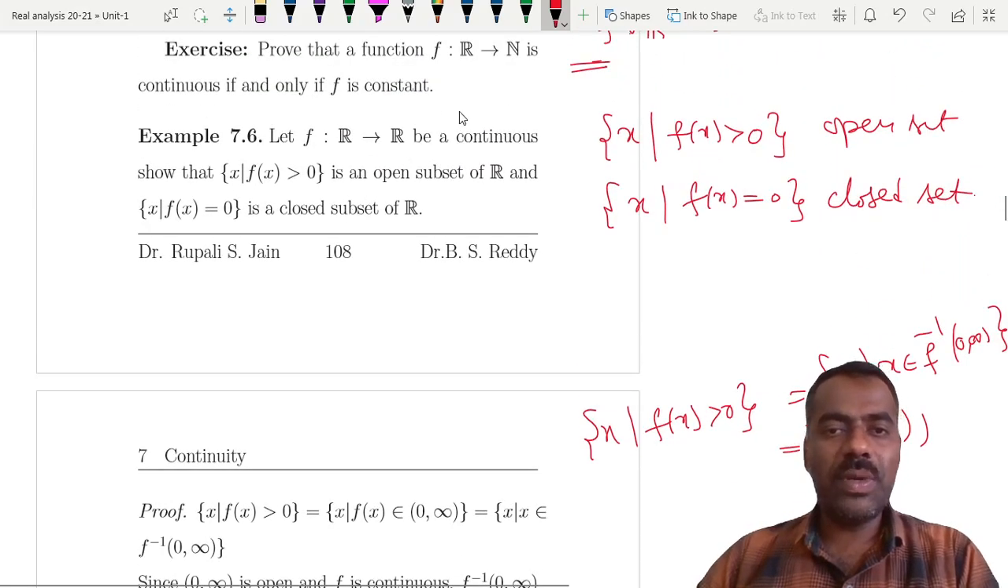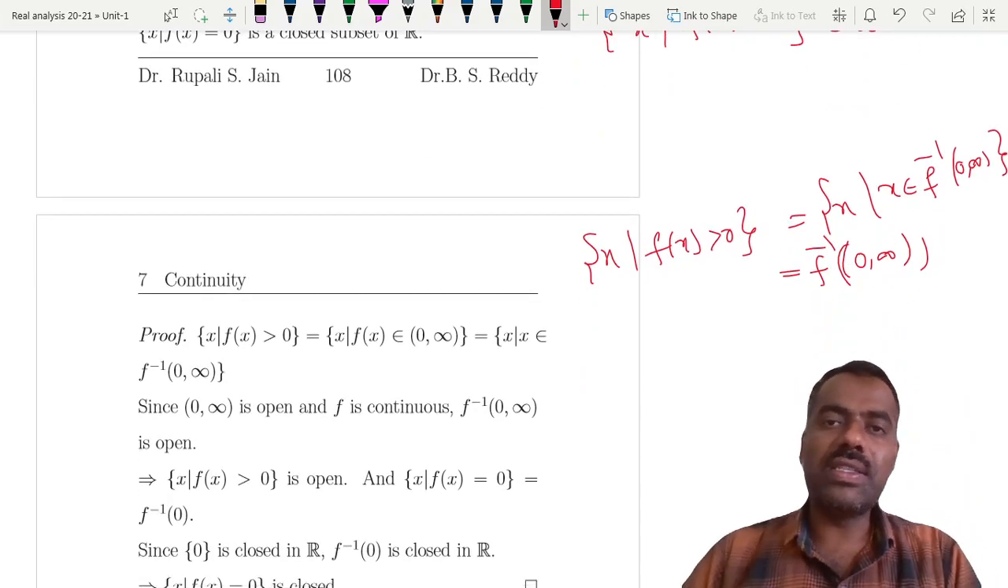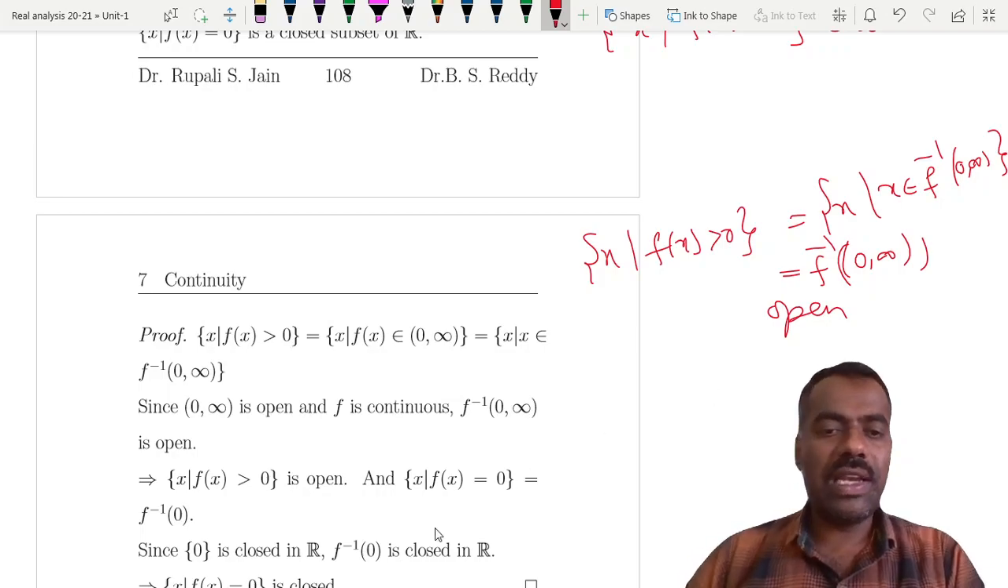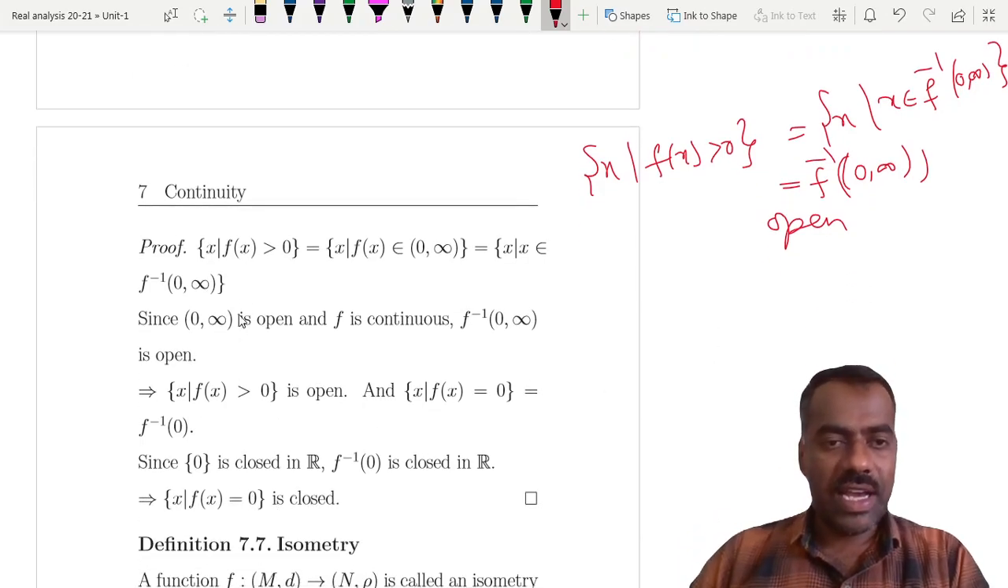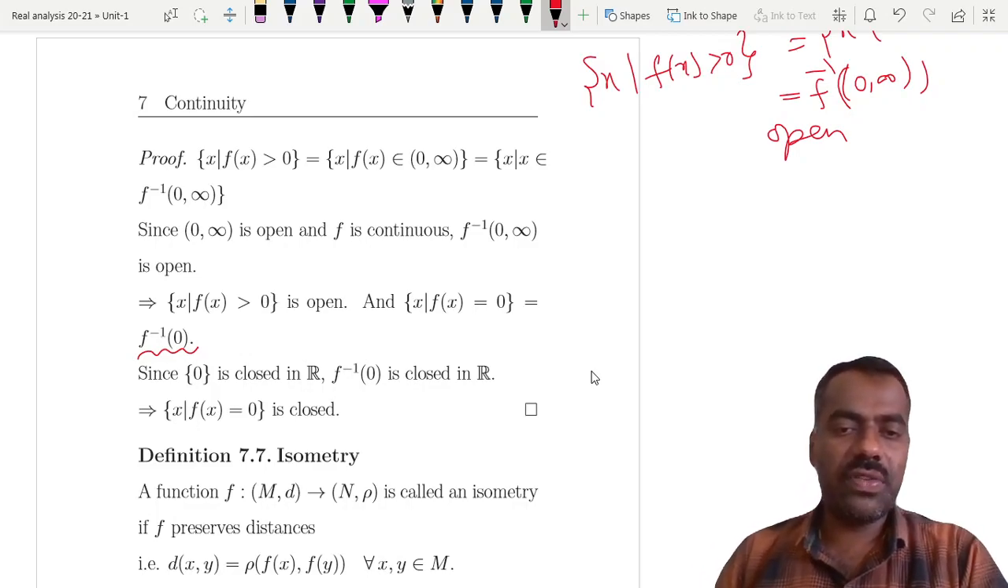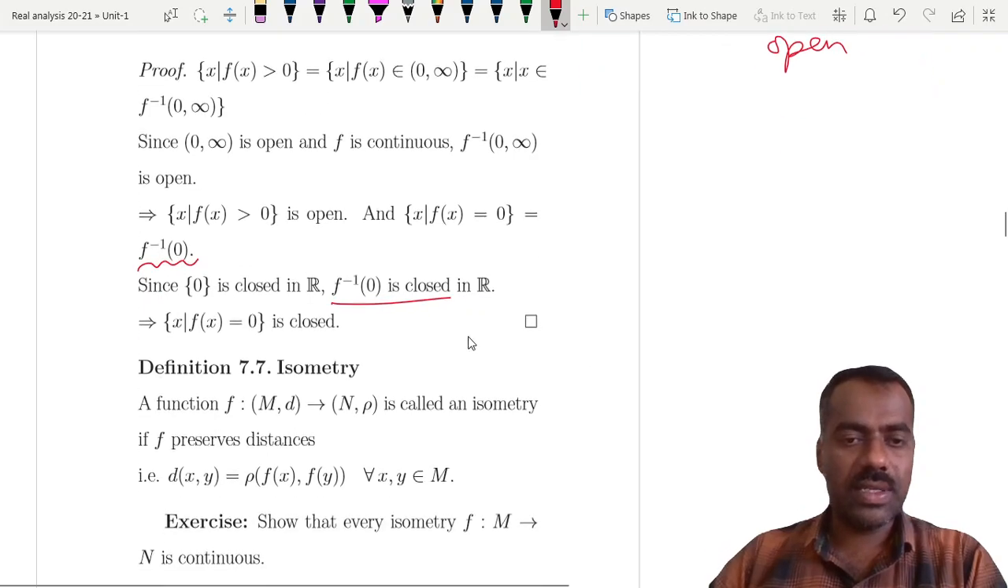But f is given to be a continuous function and (0, infinity) is an open set, so the inverse image of an open set is open. Similarly, what is the set of x such that f of x is equal to 0? This is nothing but f inverse of the singleton {0}. Since the singleton {0} is closed, this is closed because our f is continuous, right?